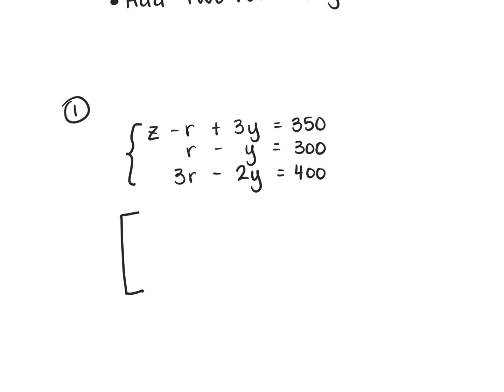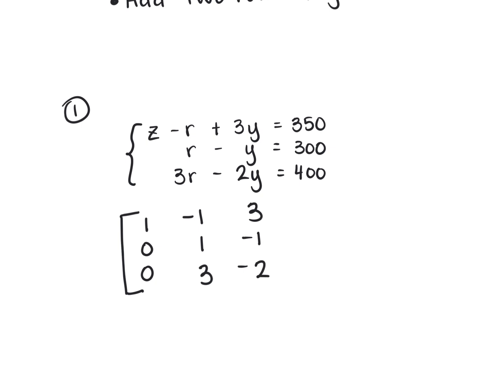The first column will be the coefficients on z. So this is a 1. Well, there's not a z and there's not a z, so those are zeros. So then I scoot over 1 column, and now I need the coefficients on the r's. So that's a -1, a +1, and a 3. Then I move over to the 3rd row, and we need the coefficients in front of y. So that's going to be 3, -1, -2.